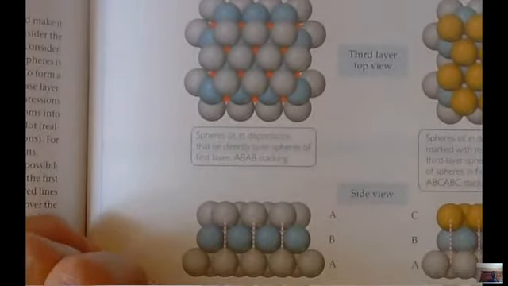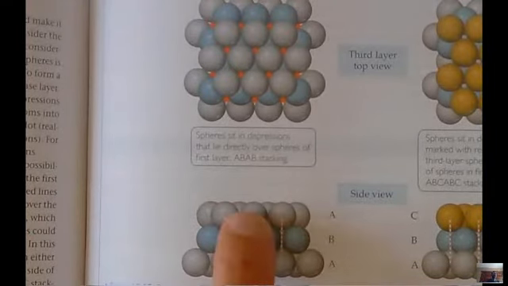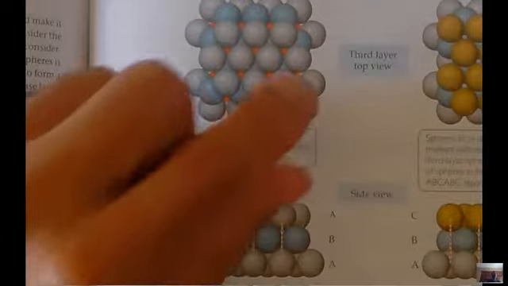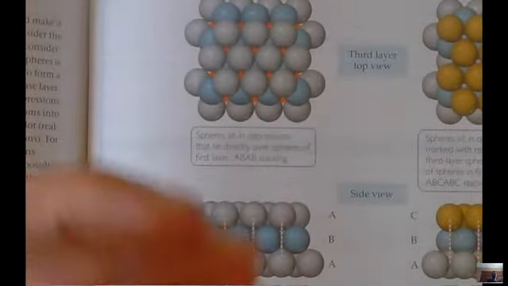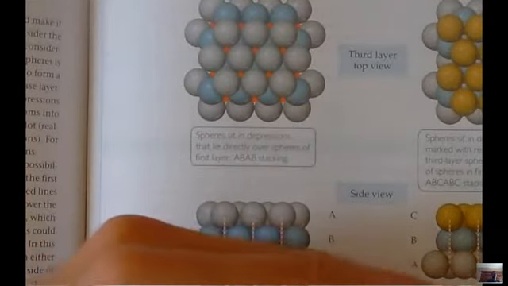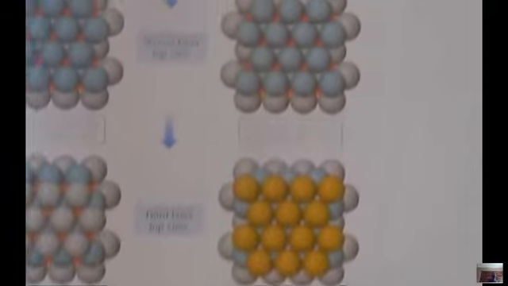What does it look like from the side view? It looks like A, and B is different. Then the third layer looks like A again, and that sandwich just repeats over and over and over again until I get a material that I could put my hands on, right? This is way down at the molecular or atomic level, okay?